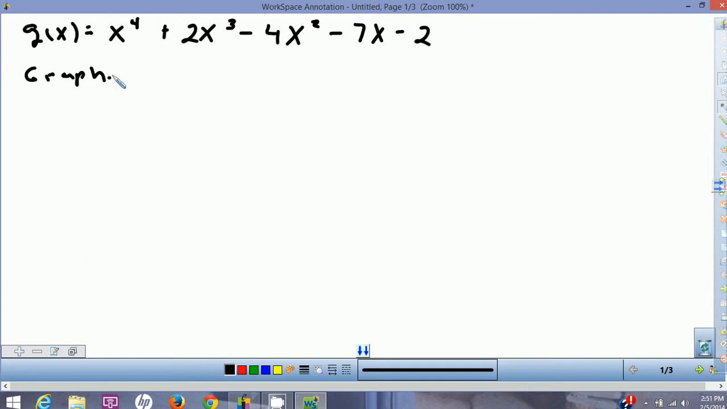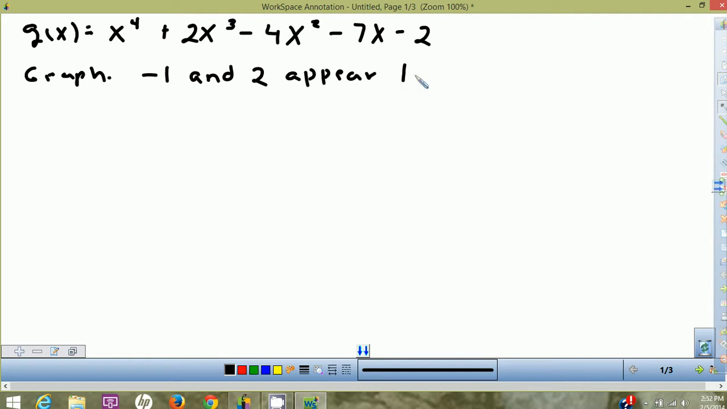Now I could get my list of possibles, factors of negative 2 over factors of 1. So I don't have a very long list here. Positive, negative 1, positive, negative 2. It looks like negative 1 and 2 are my roots to my polynomial. They appear to be zeros. Don't know that for sure. How many zeros, how many roots am I going to have altogether? I'm going to have 4 according to the fundamental theorem of algebra. I need 4 of those because that's a 4th degree polynomial.